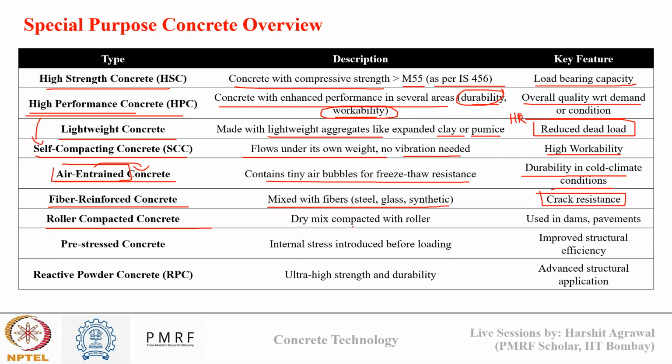There's roller compacted concrete, which is a very dry mix concrete compacted with rollers, and it is used specifically in dams and pavement. Then there's pre-stressed concrete, where internal stress is introduced in the reinforcement before loading, which helps to improve the structural efficiency. There's reactive powder concrete, which has ultra high strength and durability, and it is used for some special advanced structural application. So you can see there can be n number of special purpose concrete based on their quality that they possess and the area of their application.